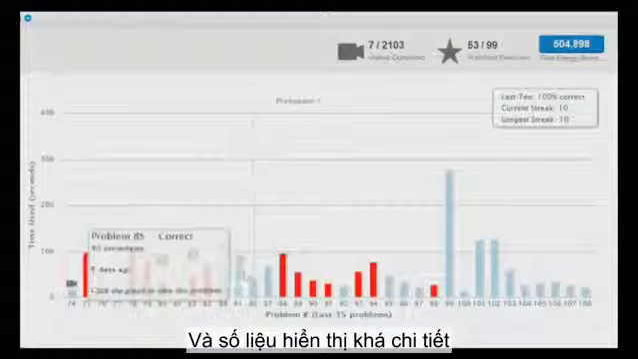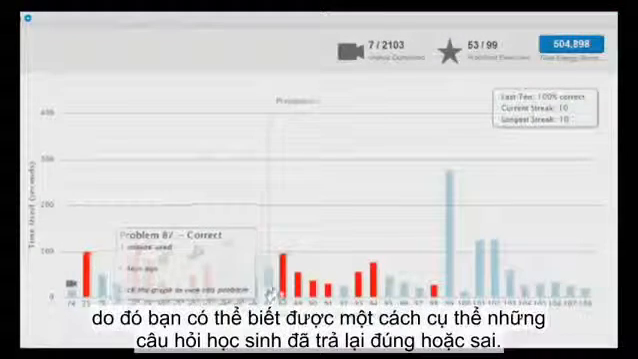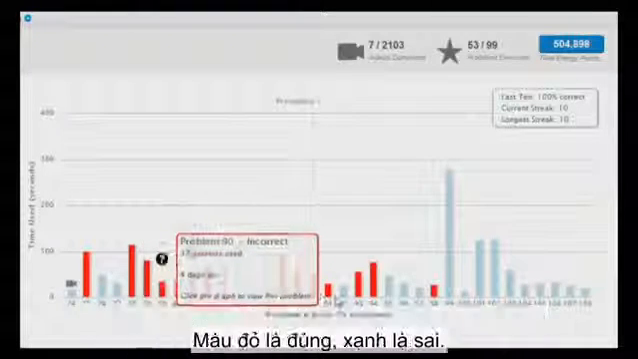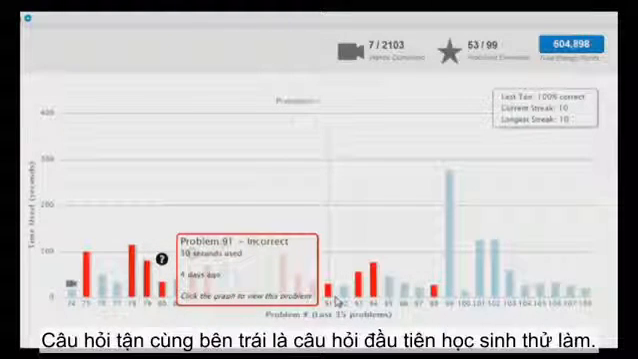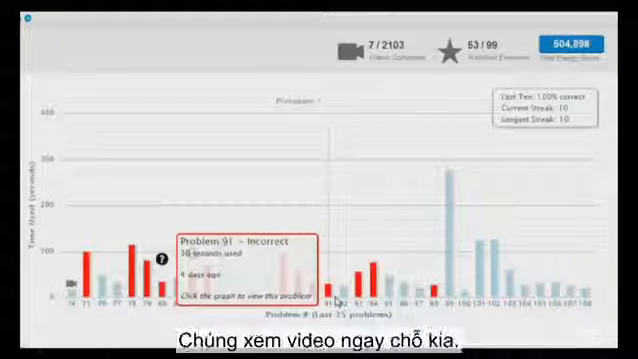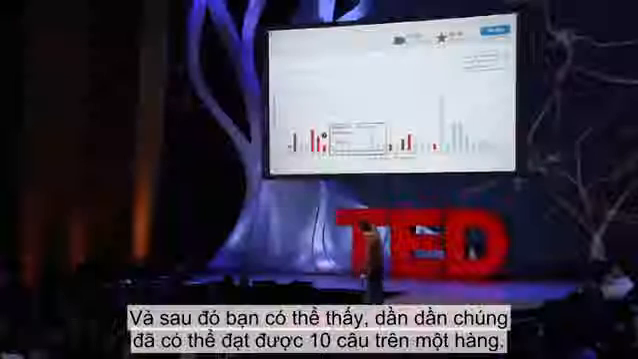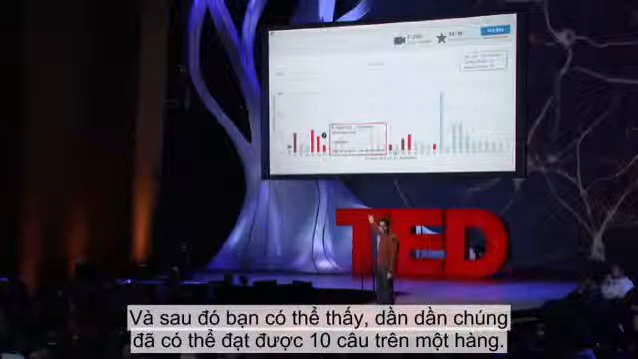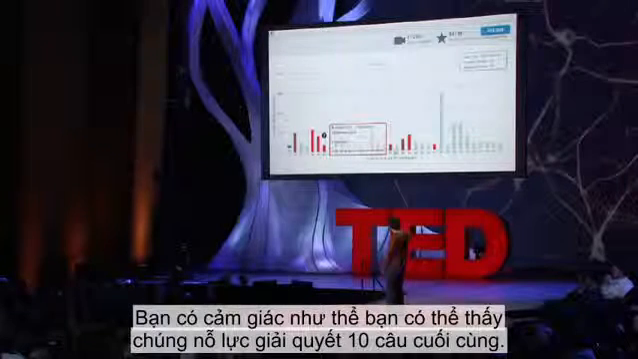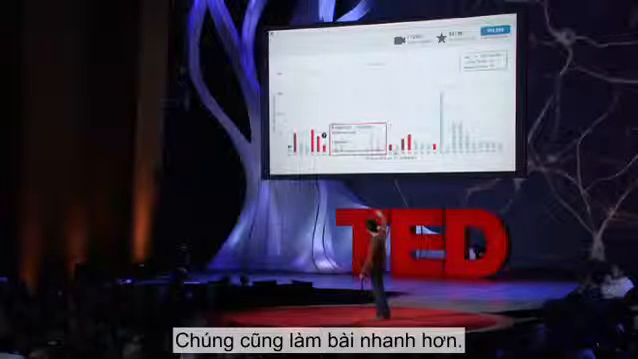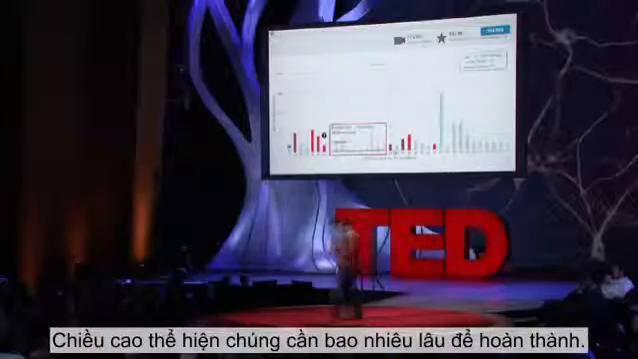And the data gets pretty granular, so you can actually see the exact problems that the student got right or wrong. Red is wrong, blue is right. The leftmost question is the first question that the student attempted. They watched the video right over there. And then you can see eventually they were able to get 10 in a row. It's almost like you can see them learning over those last 10 problems. They also got faster. The height is how long it took them.